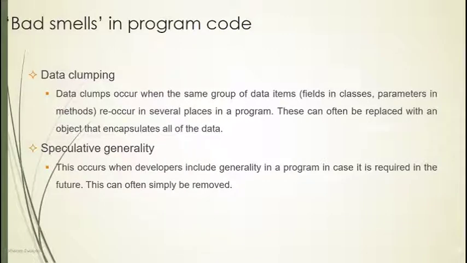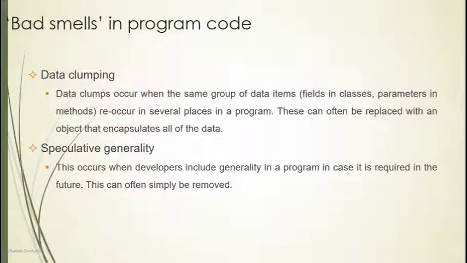And the fourth point is data clumping. Data clumps occur when the same group of data items, that is classes, parameters or methods, reoccur in several places in a program. This can often be replaced with an object, that is an encapsulation of all of the data. So whenever the classes, parameters, methods keep on reoccurring, it's better to encapsulate all of the data. That is what you see in object oriented programming.